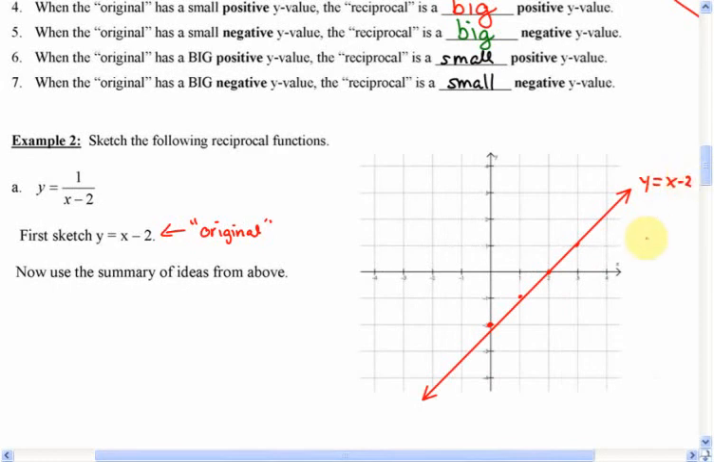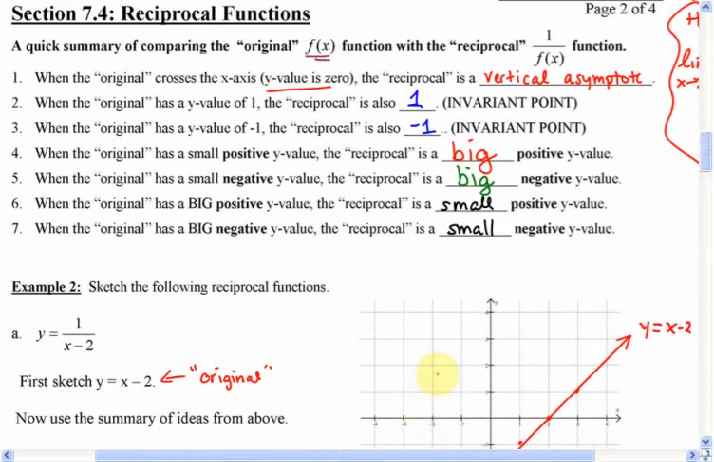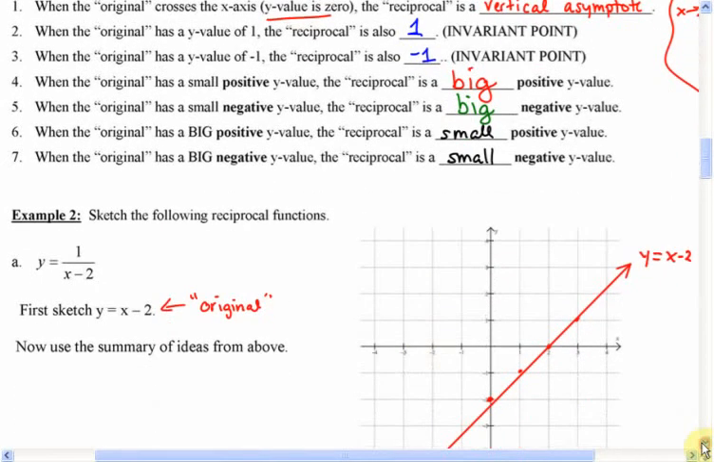Okay. Now I said, let's summarize the ideas from above. Okay. And let's use those ideas from above to help us sketch this out. Okay, you got it? Ideas from above? Don't fall asleep yet, kitty.